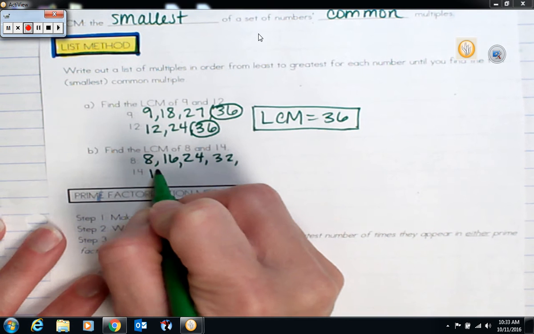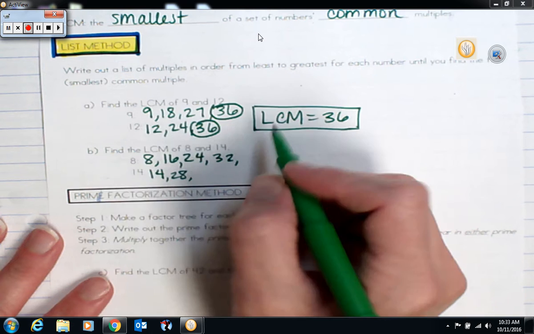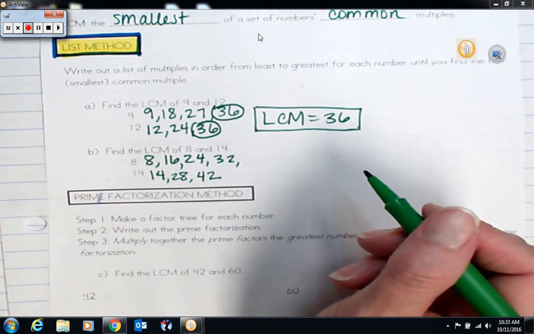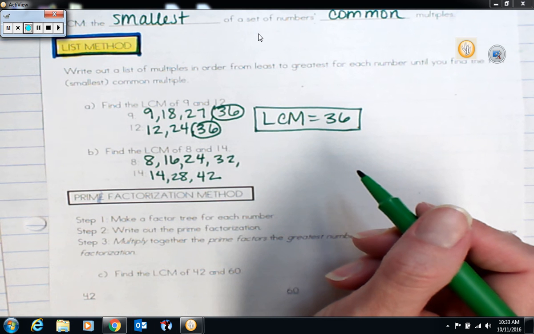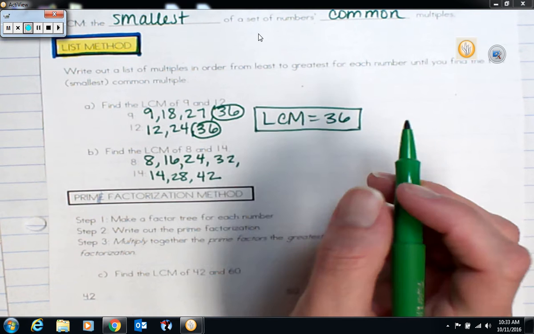So skip count by 14s. 14, 28, 42. And when you're looking to add 14 to bigger numbers like this and make a list, think about adding in parts. So add 10, which is 52, and 4 more, which makes 56.